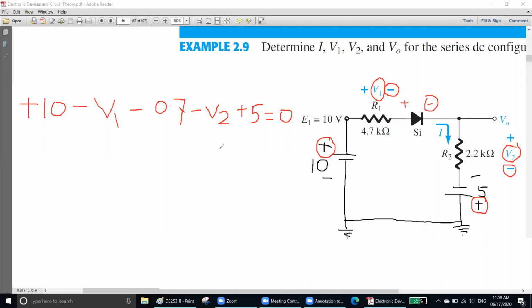Now from here, plus 10 plus 5, that is 15. We know it. So let's write 15. And minus 0.7, that is 14.3. So let's write 14.3. Now you have minus V1, minus V2. Take them on the opposite side. Plus V1, plus V2.